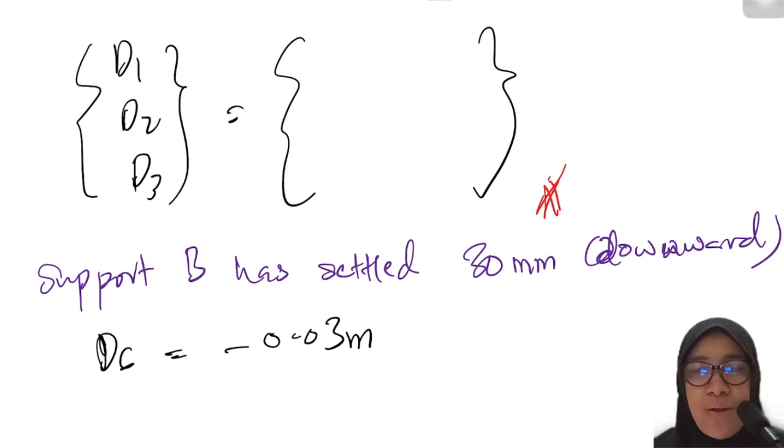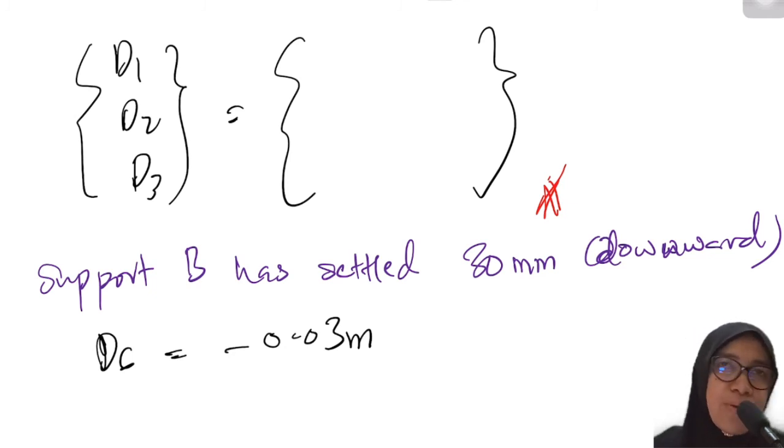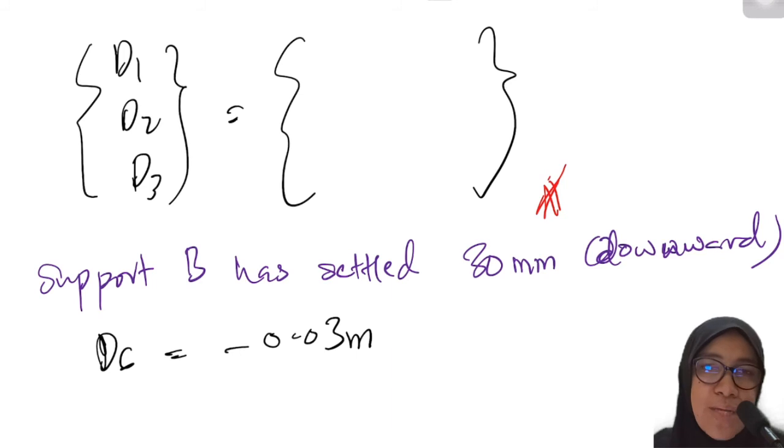However, it will depend on how you label the numbering. If you label position B as 7, it is D7. If you label position B as 8, it will be D8. If you label position B as 5, it will be D5. It will depend on the label at the first stage of the analysis.